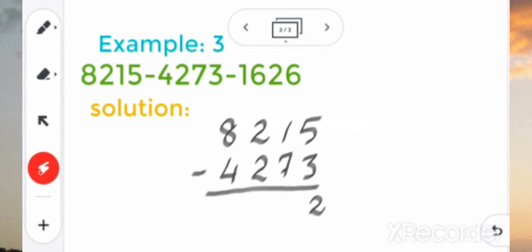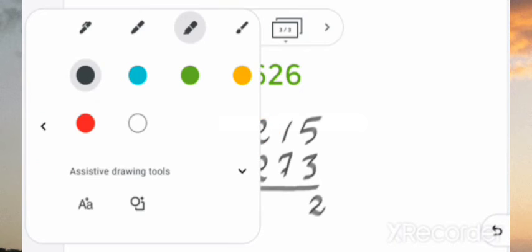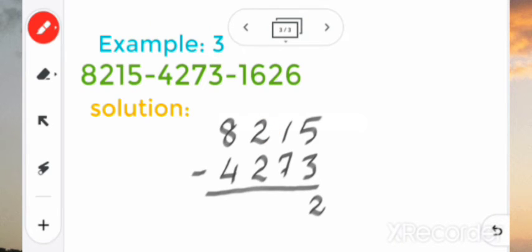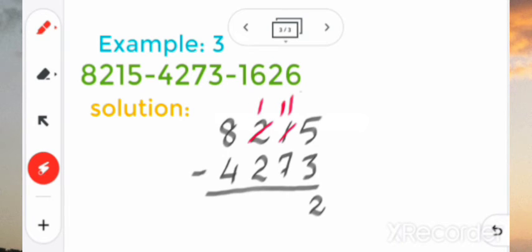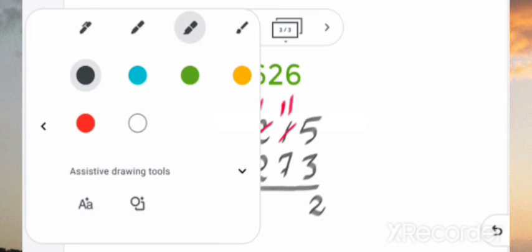Next, if you see in tens place, here 1 and here 7. 1 is small, so from the small number, we cannot minus the big number. So you have to borrow. We will borrow from this 2. If you give 1, 1 will remain. That 1 will come here and this will be now 11. Okay, and now we have here 11 and 7. So 11 minus 7, it will be 4.